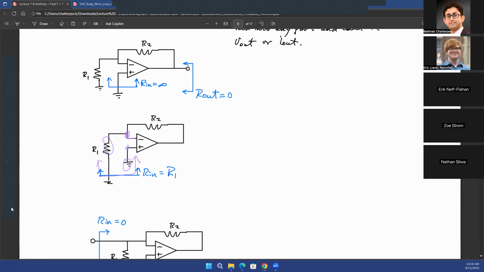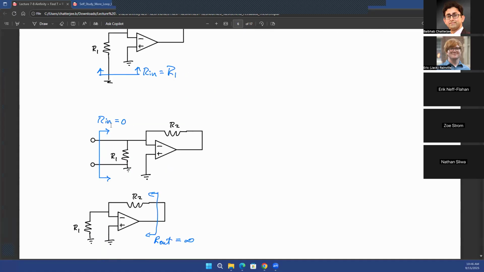Similarly, in this case, your Rin at this particular port in between these two terminals is going to be 0. Because again, remember that this point is a virtual ground. This point is also a virtual ground. So the resistance between two virtual grounds is going to be 0.